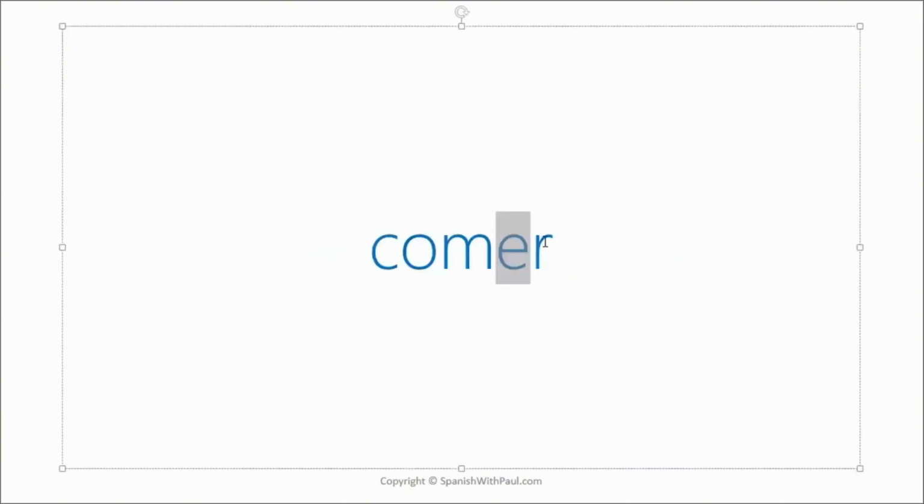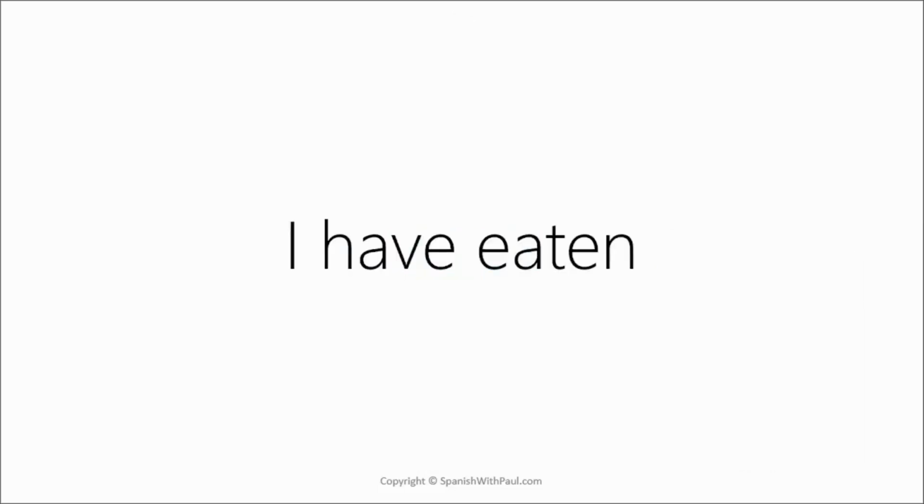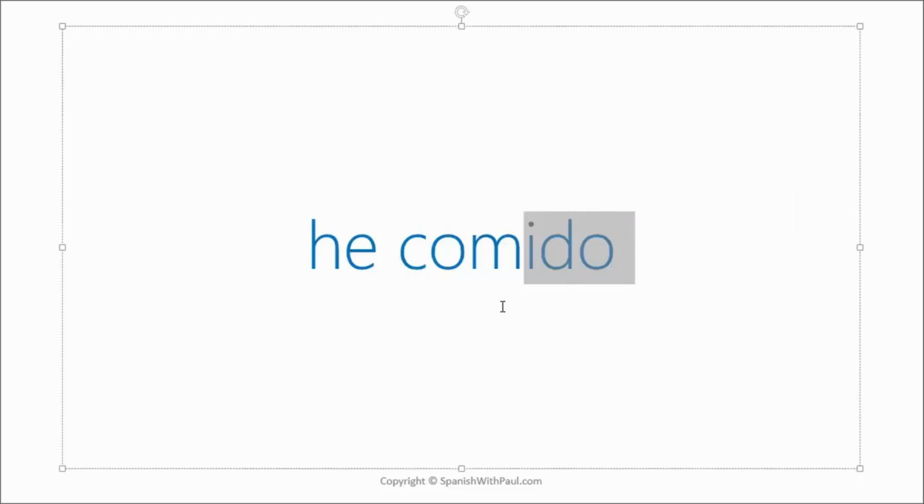If we take an ER verb, say to eat, so we have comer. Now we have ER. And we want to say I have eaten. That would be he comido. Here we have our ido sound, comido, and the e standing for I have. So I have eaten, he comido.